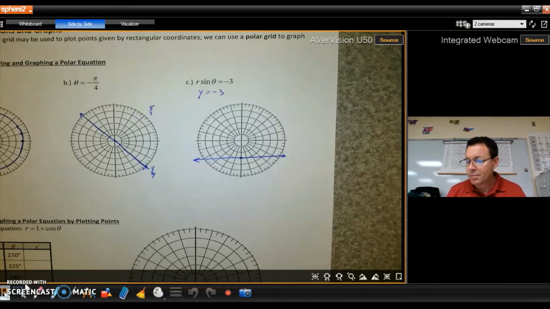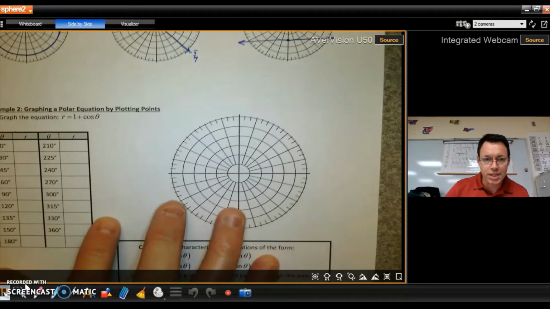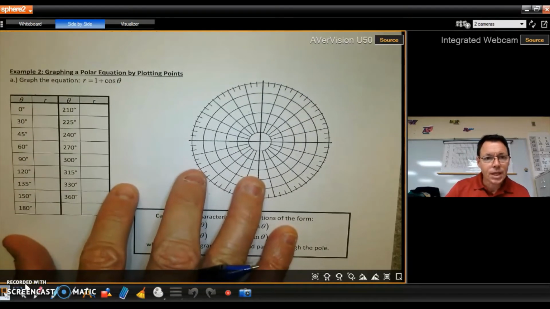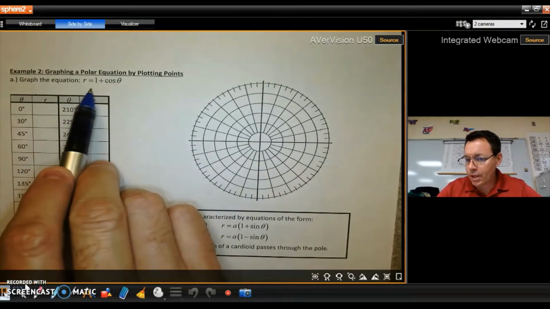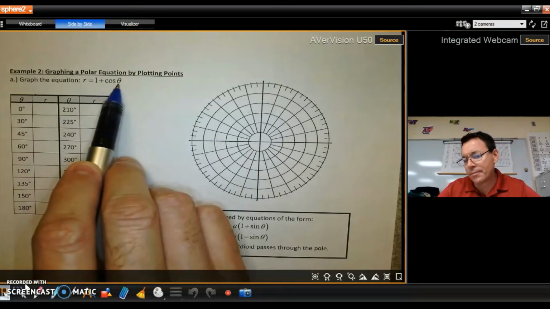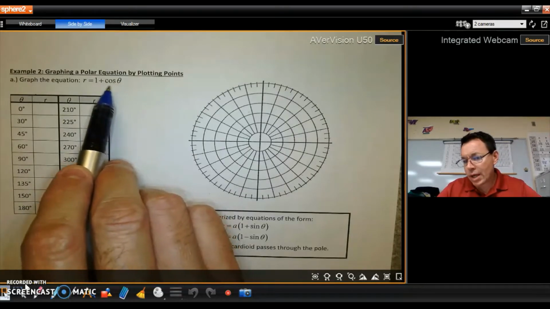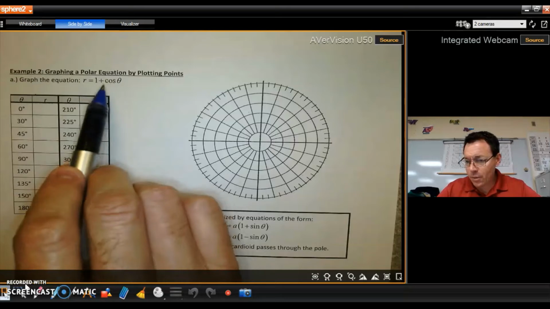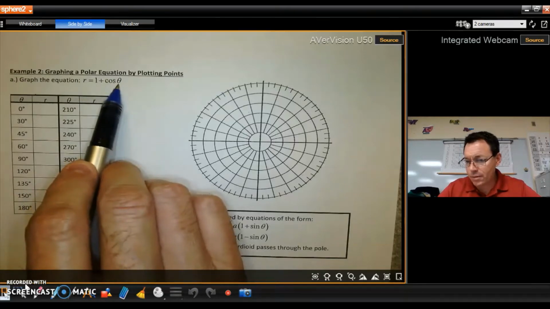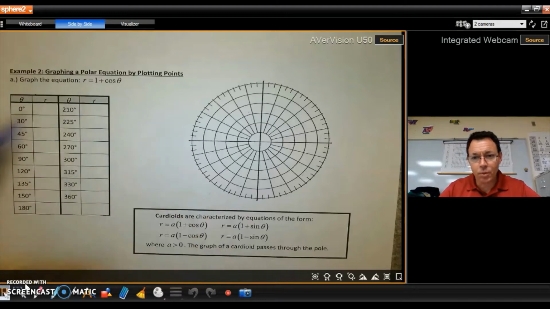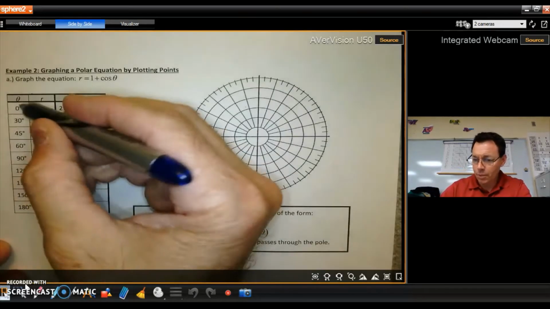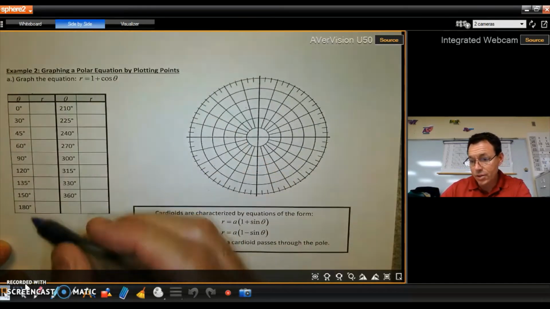All right, but here's where they're going to get a little more interesting. Okay, we're going to graph this equation. R equals 1 plus cosine theta. And again, this is where I think of these backwards. Theta is going to be our input. R is going to be our output. Okay, so even though they write the points r theta, that's not how I look at it. Okay, I look at it as theta. We're going to plug this into the equation, and we're going to get these r values.